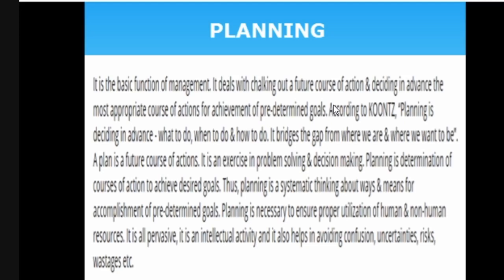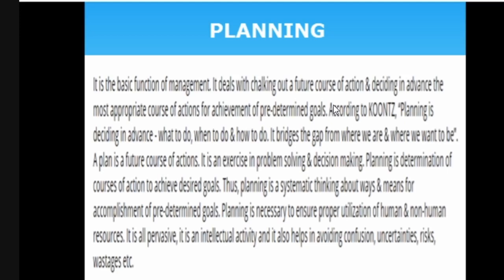According to Koontz, planning is deciding in advance what to do, when to do, how to do. Simple. What are you going to do, when are you going to do it? Because if the train is on next Monday, and today you do it tomorrow, it's a waste, right? So when you have to do it, Sunday only, because the train is on next Monday. You have to plan it. And how to do it? How are you going to plan it? So three important questions. Okay.